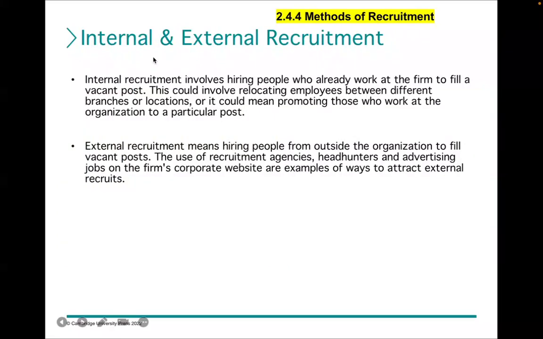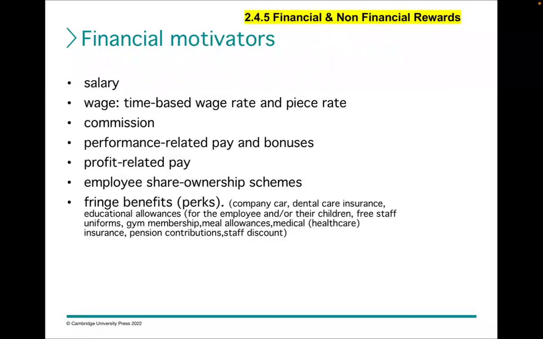Internal and external recruitment, just a brief point here. Sometimes recruitment can hire people who are already working at the firm from a lower position or a different department. And then external is hiring from outside the company. Financial and non-financial rewards.